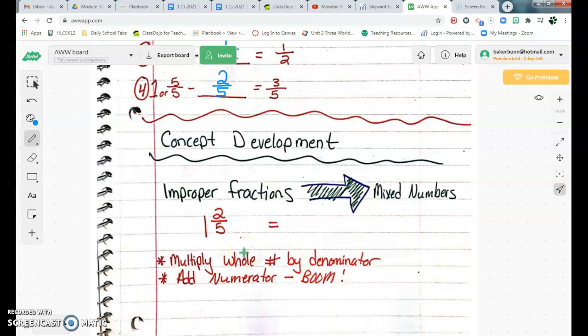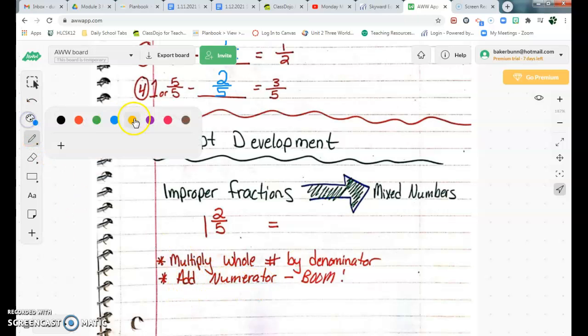We're going to be working on converting our mixed numbers, and our mixed numbers are any whole number with a fraction. We're going to be converting that to an improper fraction. To convert a mixed number into an improper fraction, you need to multiply the whole number by the denominator, and then you take that and add it to the numerator.